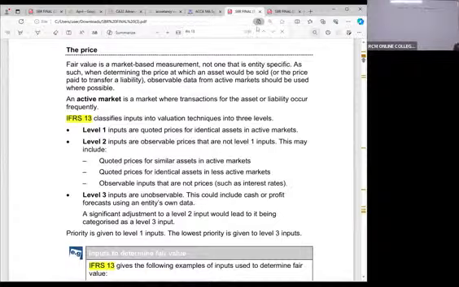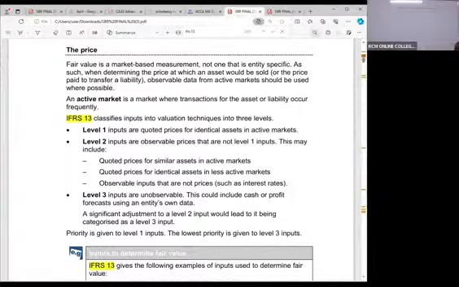An active market is a market where transactions for the asset or liability occur frequently. If, for example, you'd want to sell goats, you can go to the markets. Those are active markets where goats are being sold every day. You can easily get prices there.